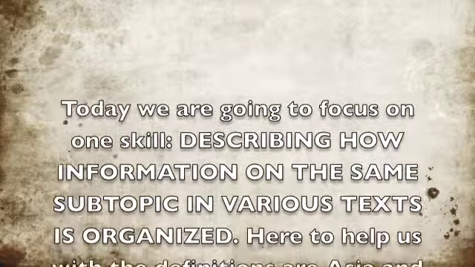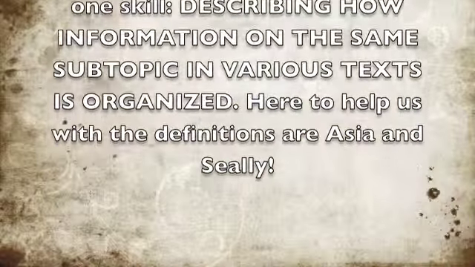Today, we are going to focus on one skill: describing how information on the same subtopic in various texts is organized. Here to help us with the definitions are Asia and Seely. Describing how information on the same subtopic in various texts is organized is easier than it sounds.